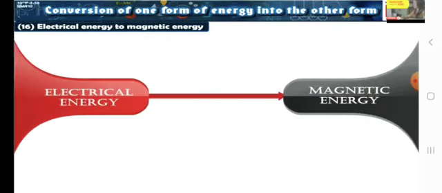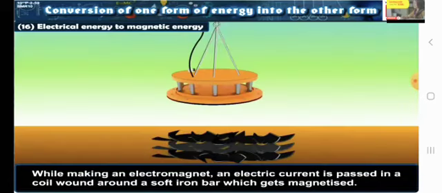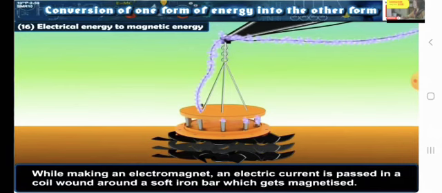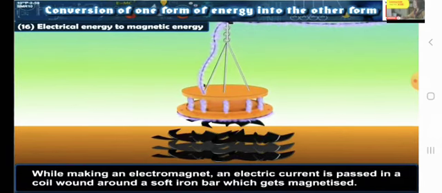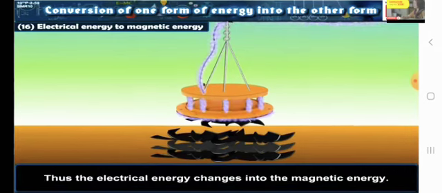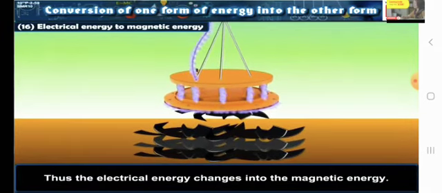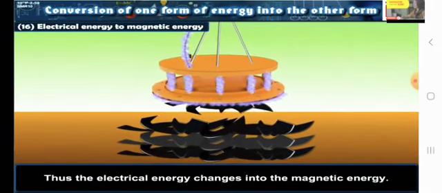16. Electrical energy to magnetic energy. While making an electromagnet, an electric current is passed in a coil wound around a soft iron bar which gets magnetized. Thus, the electrical energy changes into the magnetic energy.